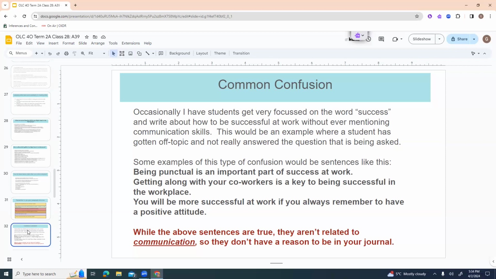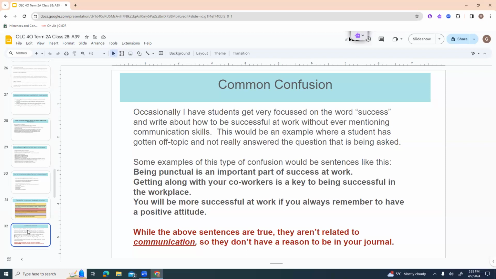Even if you've written the most amazing paragraph about how to be successful, if you haven't answered the question, how do I mark it? Right? So, some examples of this type of confusion would be sentences like, being punctual is an important part of success at work. You know what? It absolutely is, but it has nothing to do with communication skills, which is what we're talking about here.